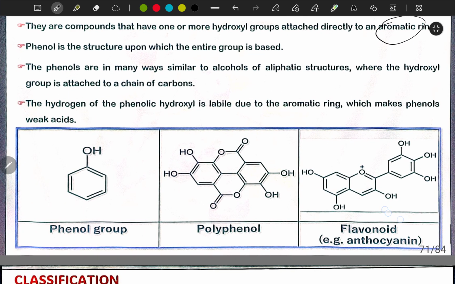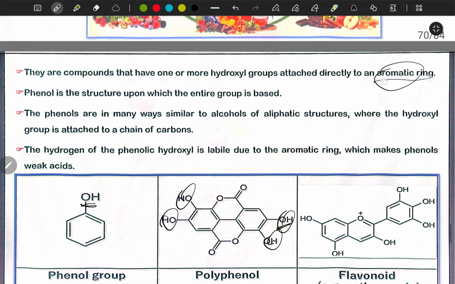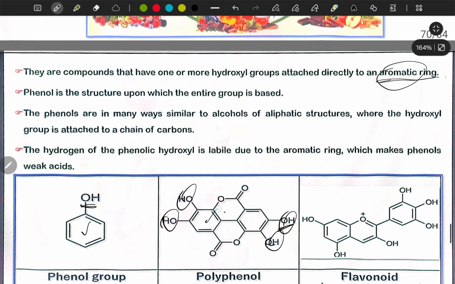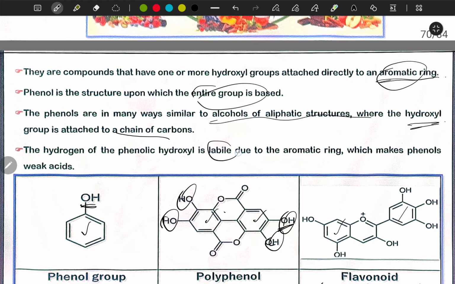One or more hydroxyl groups attached to an aromatic ring. Phenol is the structure upon which the entire group is based. Phenols are in many ways similar to alcohols of aliphatic structure, where the hydroxyl group is attached to a chain of carbon. The hydrogen of the phenolic hydroxyl is labile due to the aromatic ring, which makes phenols weak acids.